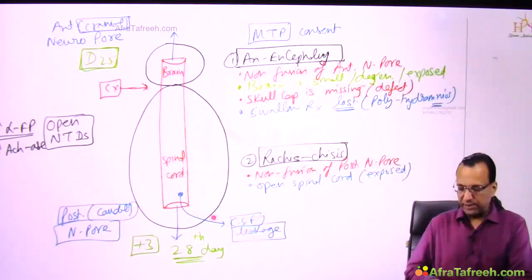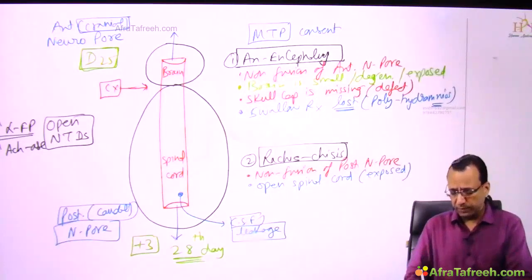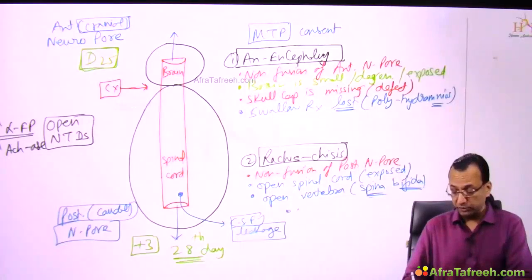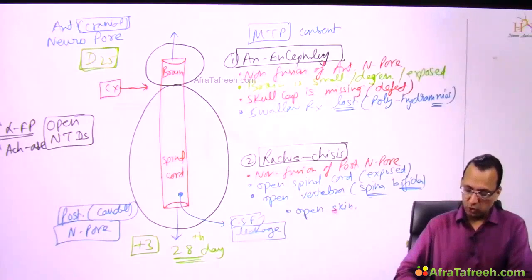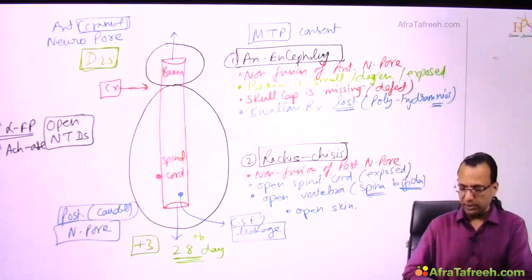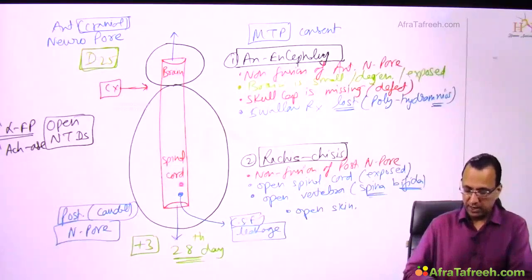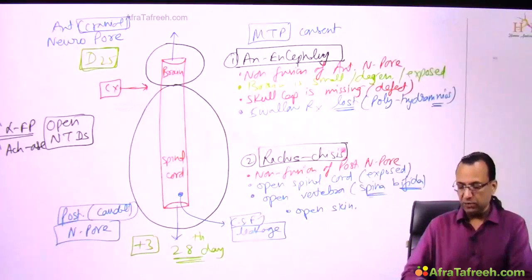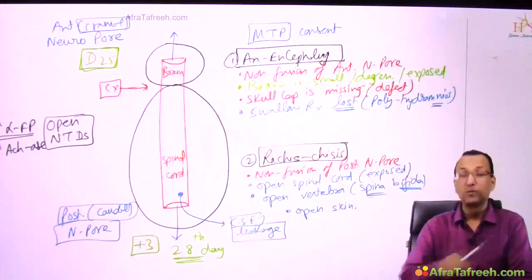Now, if the CSF is leaking outside, you mean to say even the bone is open? Yes, there is an open vertebra. Actually, it is called spina bifida. Skin is also open. Since the skin is open over the defect and the vertebra is open and the spinal cord is open, that's why CSF is leaking outside in case of rachis. Now, we have to see some diagrams for them.